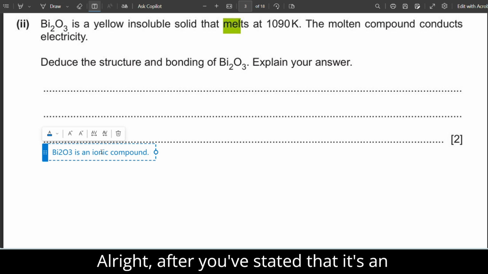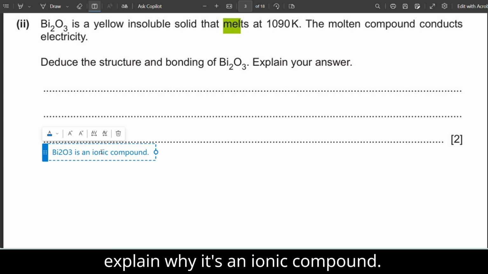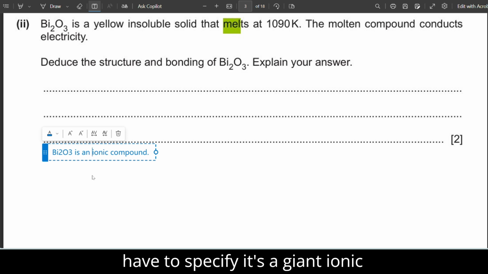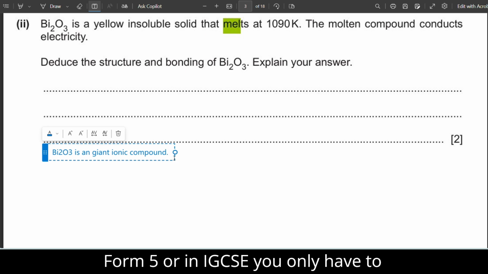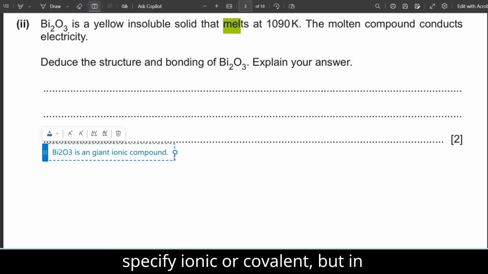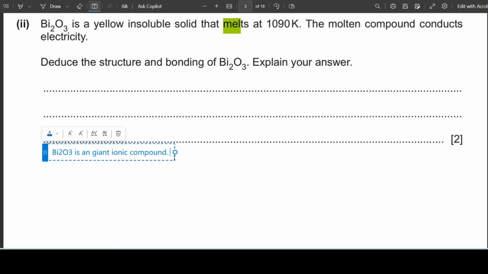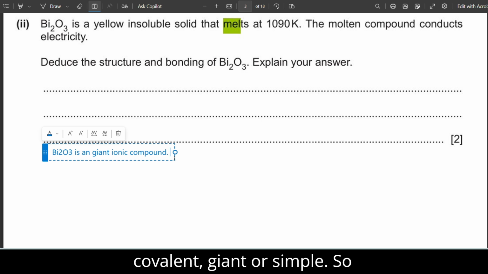Alright, after you've stated that it's an ionic compound, now you have to explain why it's an ionic compound. Oh, by the way, I'm sorry, I also have to specify it's a giant ionic compound. So one thing is, in Form 5 or in IGCSE, you only have to specify ionic or covalent, but in AS level, you have to be more specific.